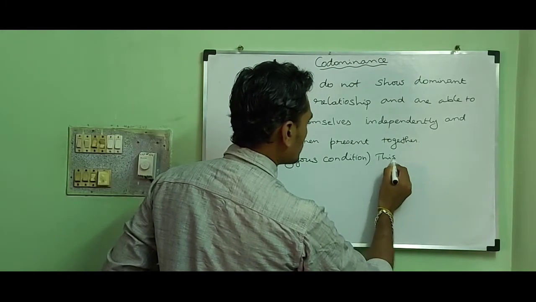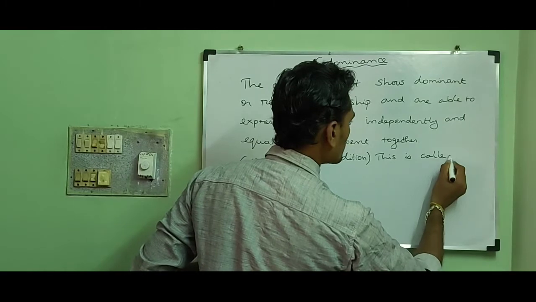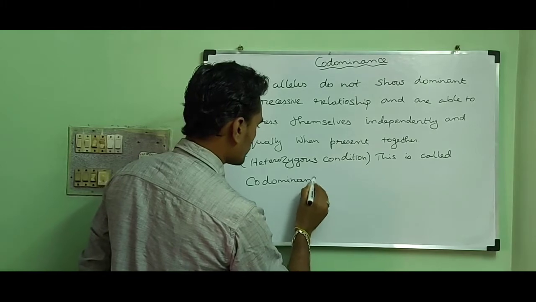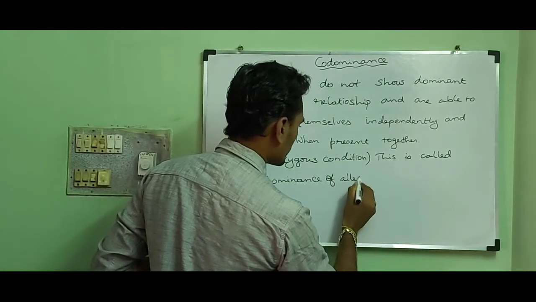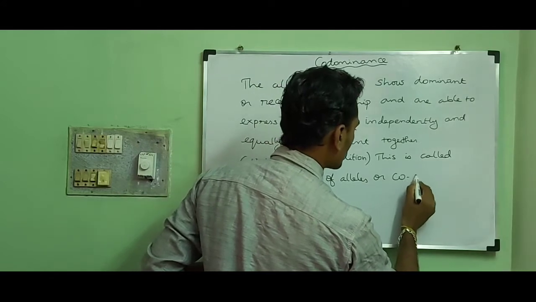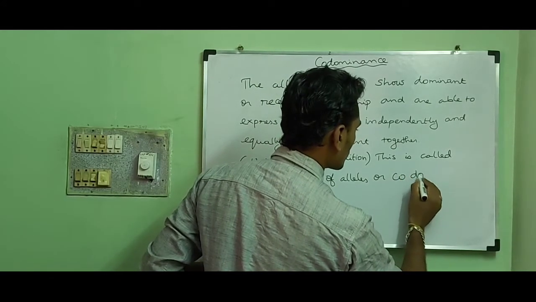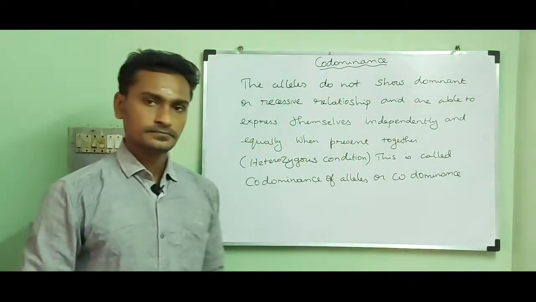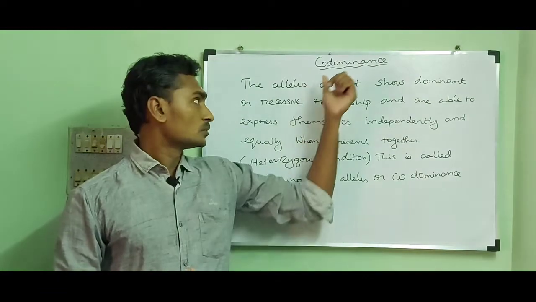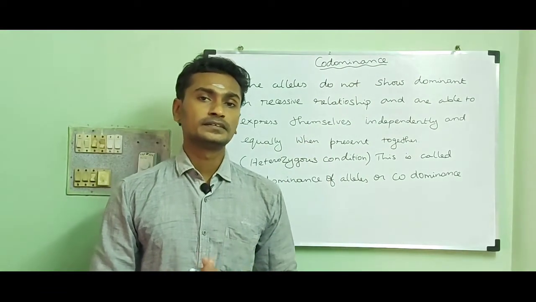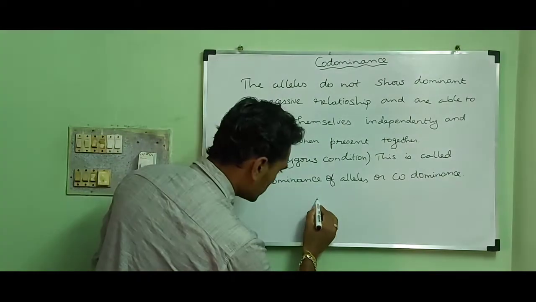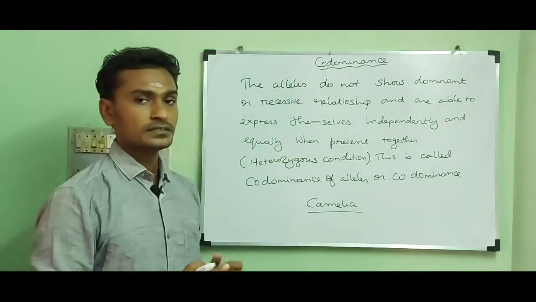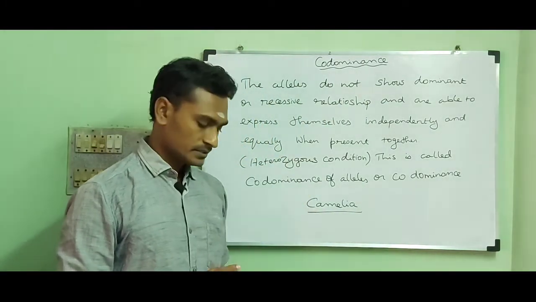This is called codominance of alleles or codominance. Then the event of codominance was reported in the plant called camellia.